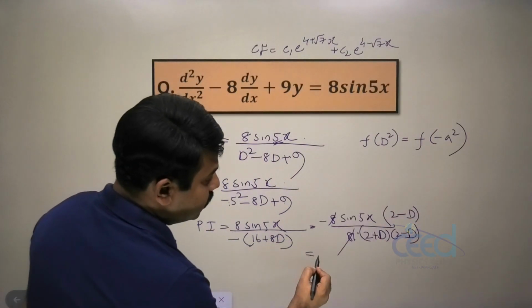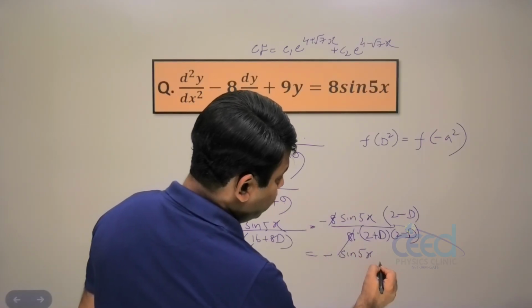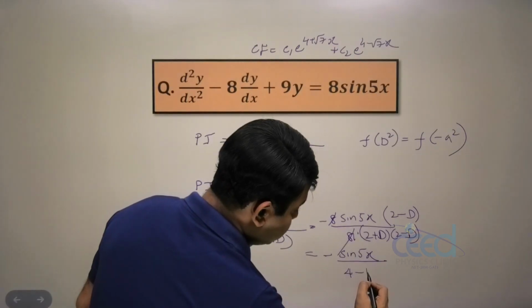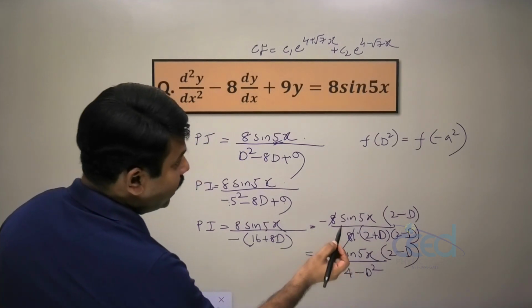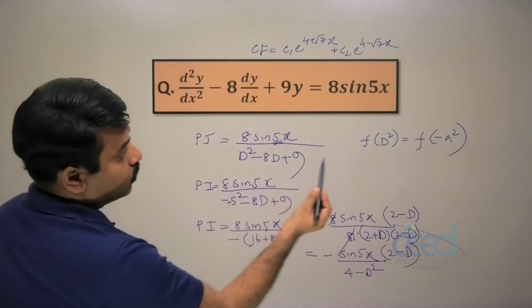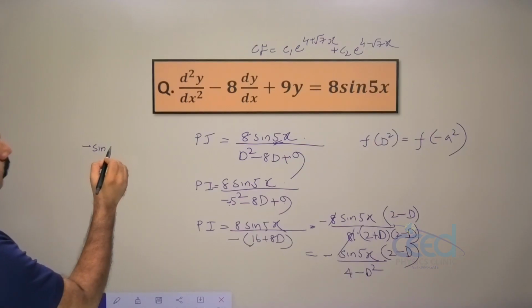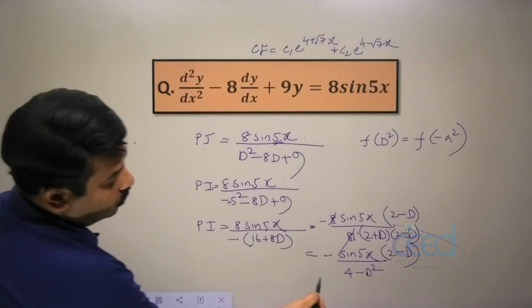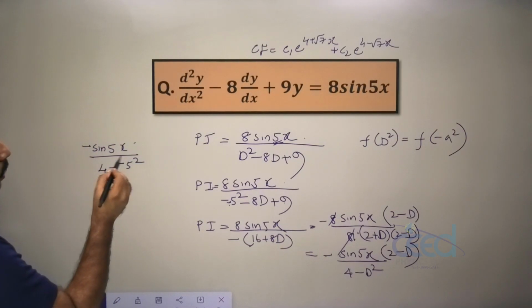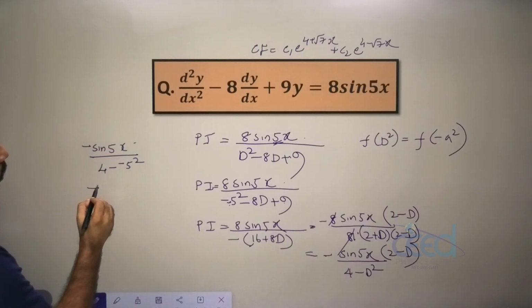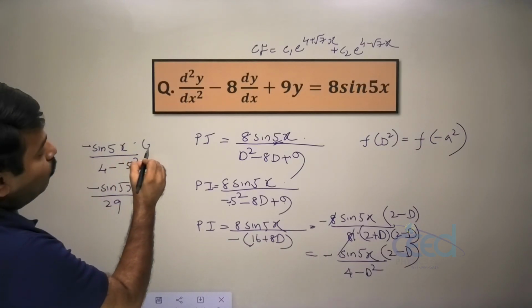Now what is this? This is 2 square minus d square, then minus sin 5x, am I right? That is 4 minus d square into 2 minus d. Now d square again you can replace with minus a square, f of d square is minus a square. Then minus sin 5x. d square minus 5 square means what? 4 minus 5 square, that means plus 29, right? Then minus sin 5x divided by 29, and here we have 2 minus d.